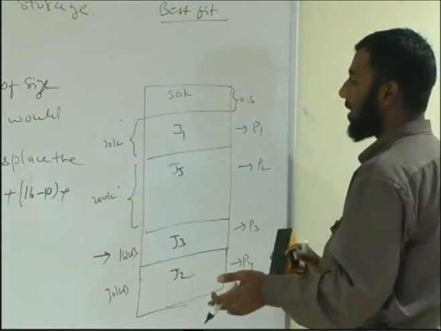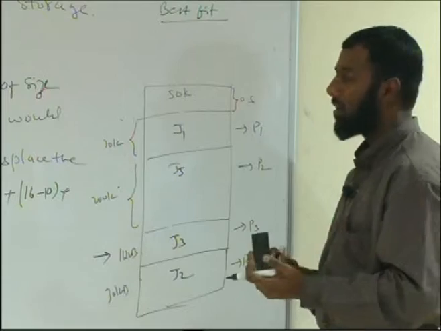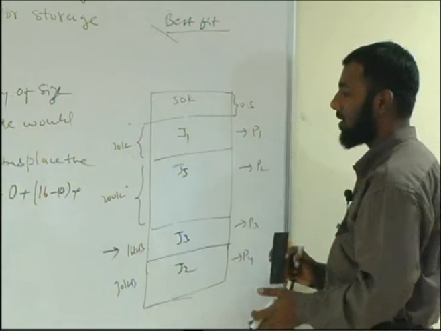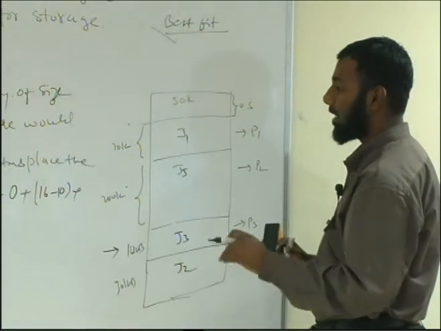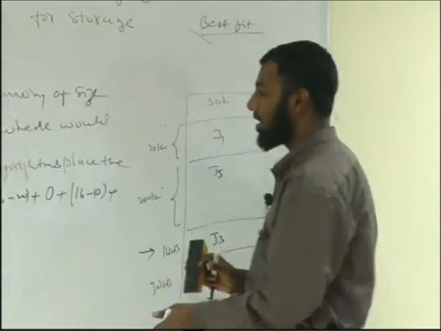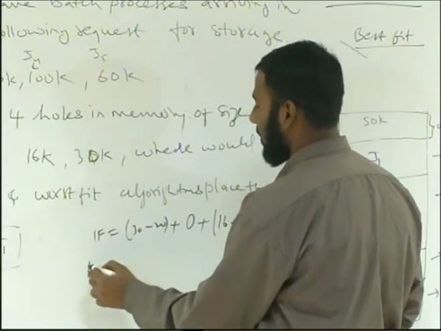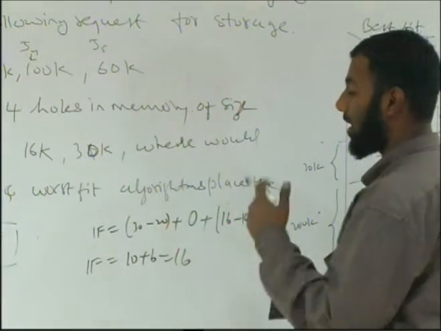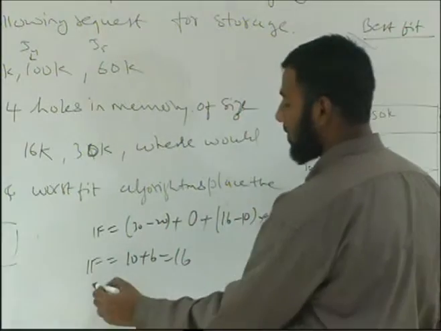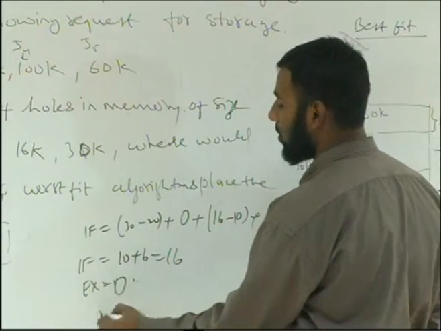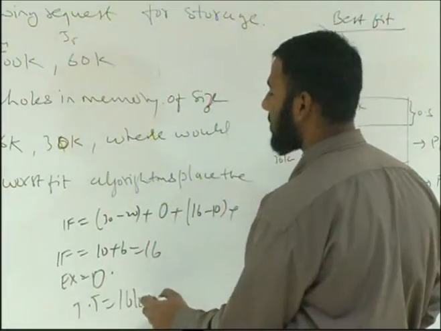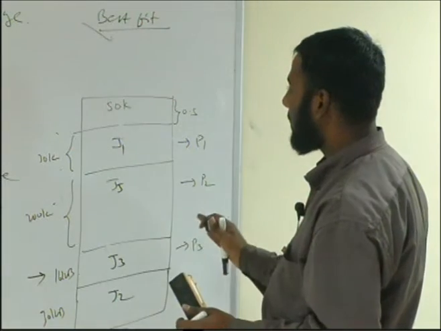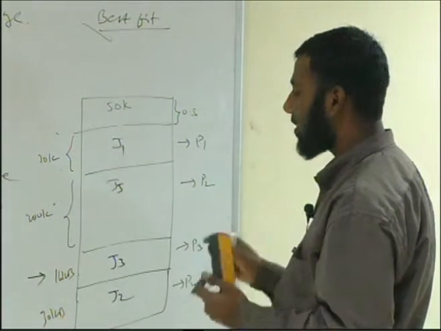Now the degree of multiprogramming has been increased. Best fit proves to be best in this case, because 4 processes have been loaded according to this algorithm. Now let us see what the internal fragmentation is. Internal fragmentation is 10 plus 6, which is only 16, but in earlier cases we got 216, and external fragmentation in this case is 0, so total fragmentation is only 16 kilobytes. So for these inputs, it has been proved that the best fit algorithm is good here.